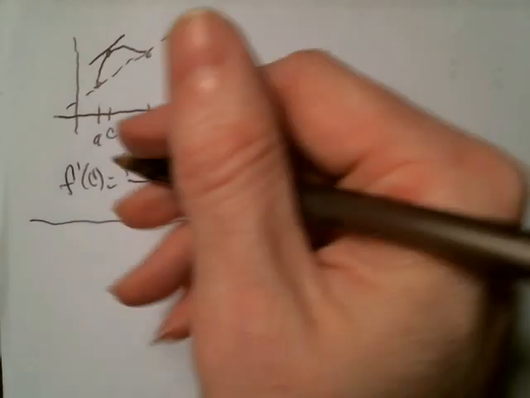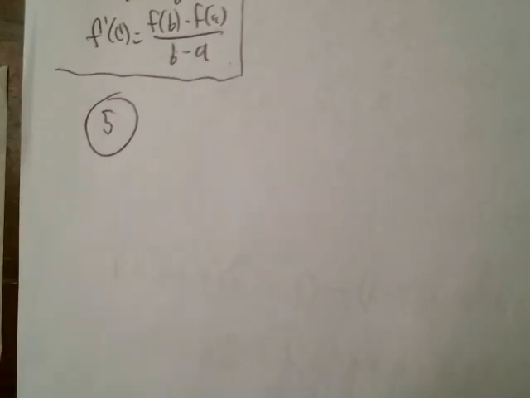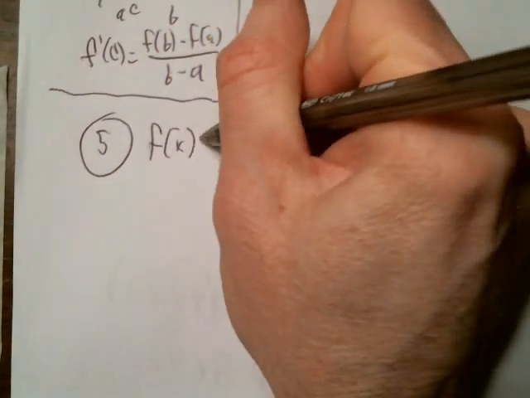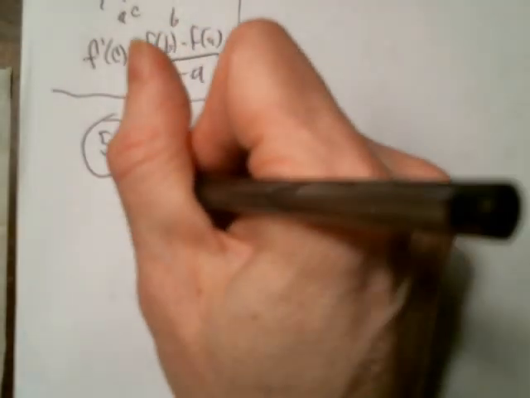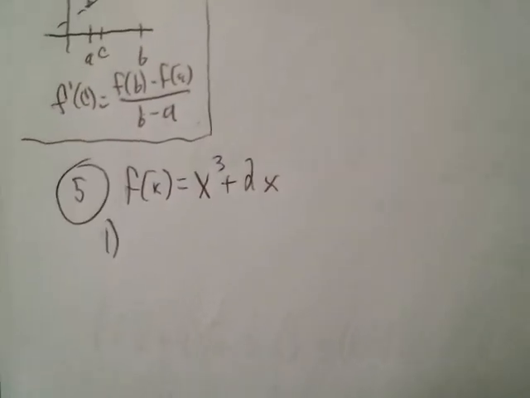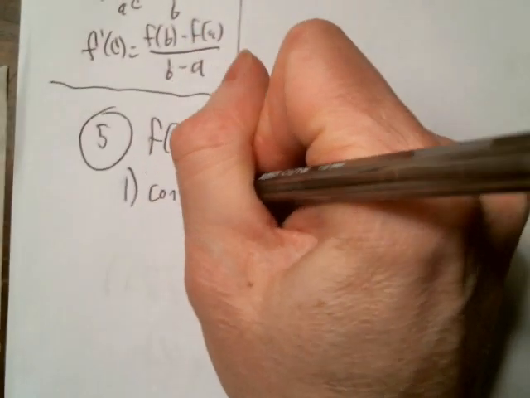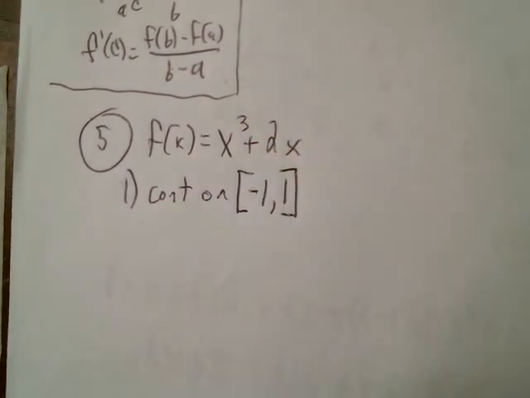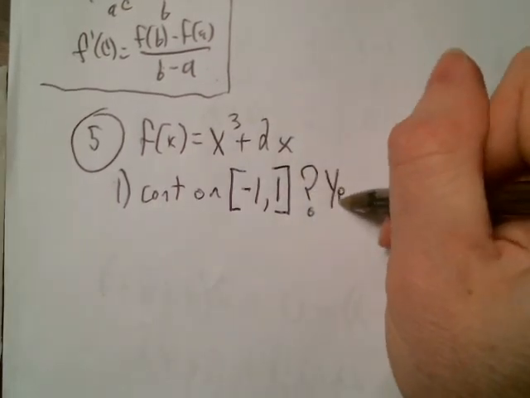Okay. So problem number 5, we want to determine whether the mean value theorem can be applied, and then if it can, find the C value such that this equation holds. They give you the function f of x equals x cubed plus 2x. First we have to make sure it obeys the criteria for using it. First, we need continuity on the closed interval, and the test says -1 to 1. Is it continuous? Yes, it's a polynomial, so it's definitely continuous.